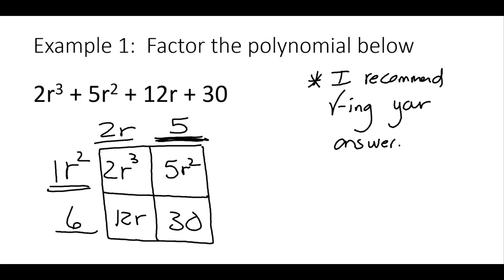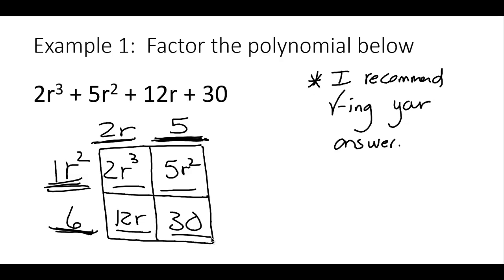So let's check. Does 2r times 1r squared make 2r cubed? Does this times this make this? I think so too. Does 1r squared times 5 make 5r squared? And does 6 times 2r make 12r? And does 6 times 5 make 30? And we're good. Okay? So we have our answer.